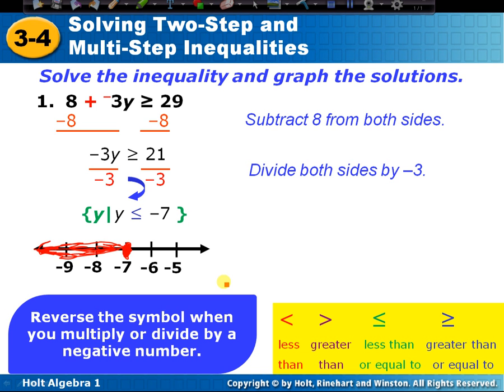Sorry, mine's not very pretty. I'm trying. Just make sure that you can see that you've shaded it less than negative 7.